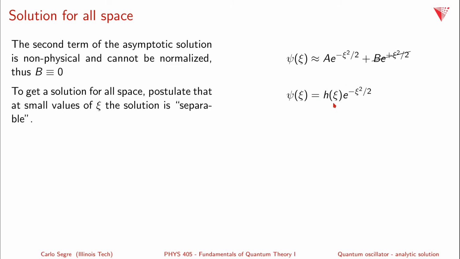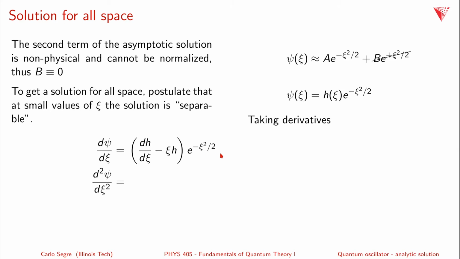We are now left with the task of finding a proper value for this function, the proper function that will solve the actual differential equation. So again, we'll take derivatives. d psi dc is equal to minus dh dc minus ch, all times e to the minus c squared over 2. And now when we take the derivative of this, we have to take first the derivative of this term and then the derivative of this. This gives us a lot of terms.